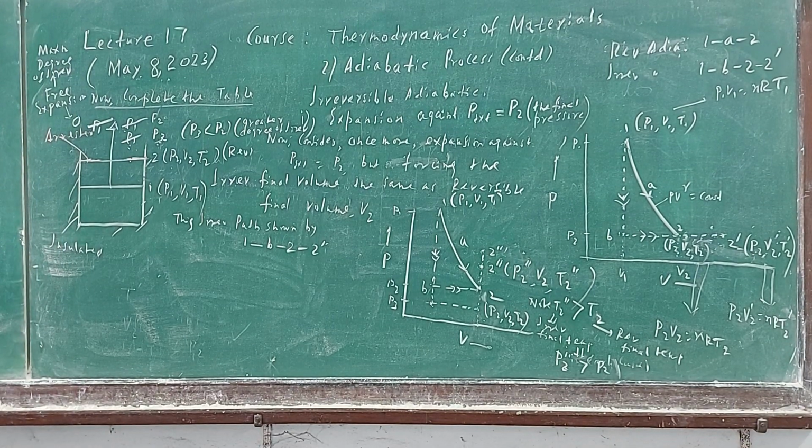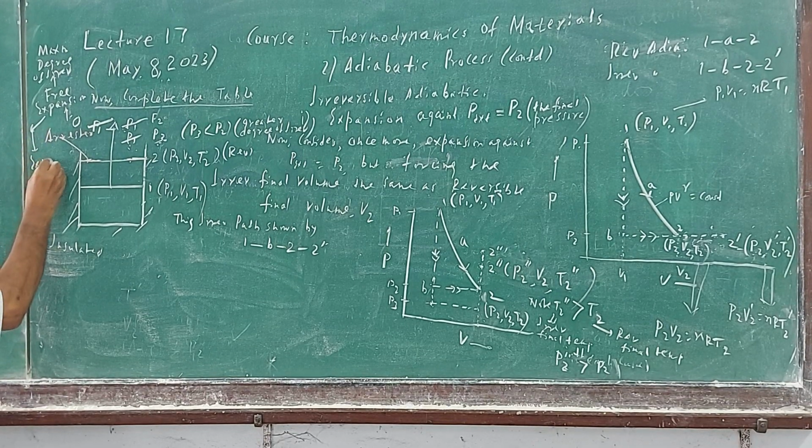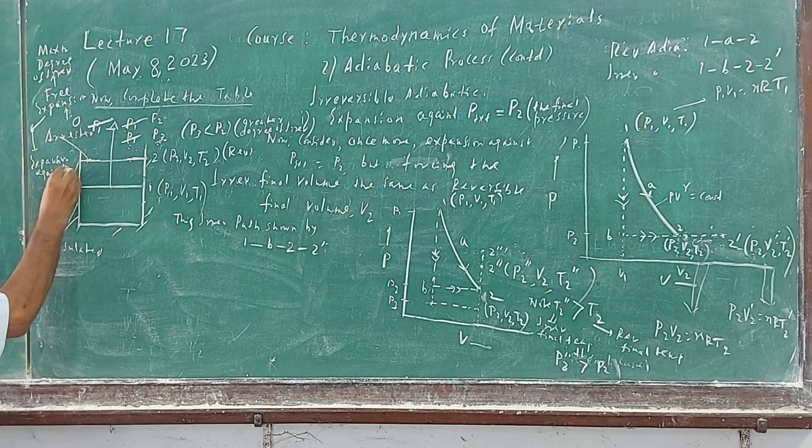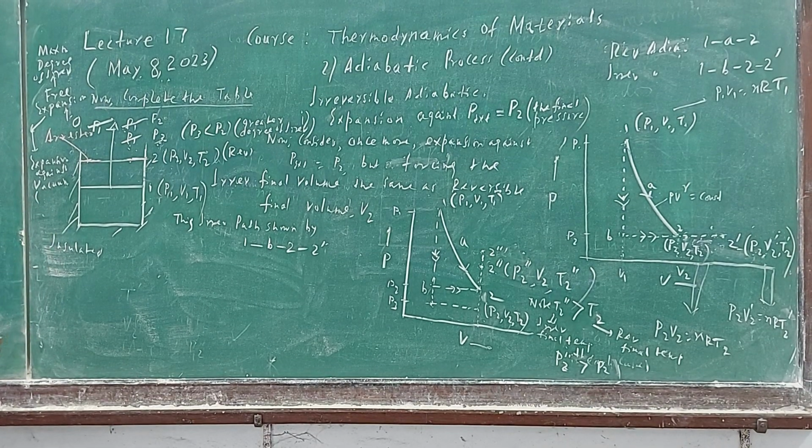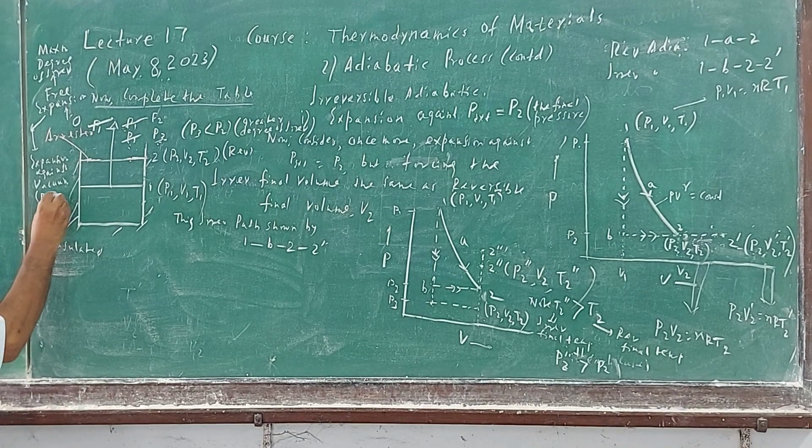Maximum degree of irreversibility is free expansion, that is, expansion against vacuum. P external is 0. Vacuum is zero pressure. Write all these things. So this is 0.